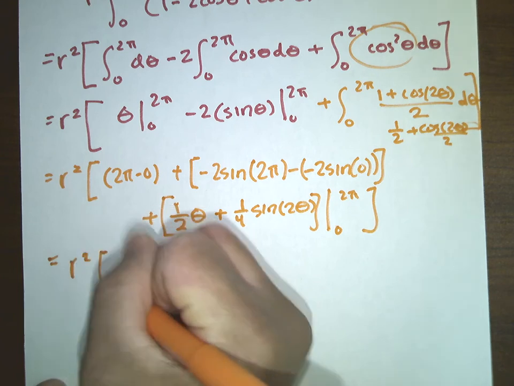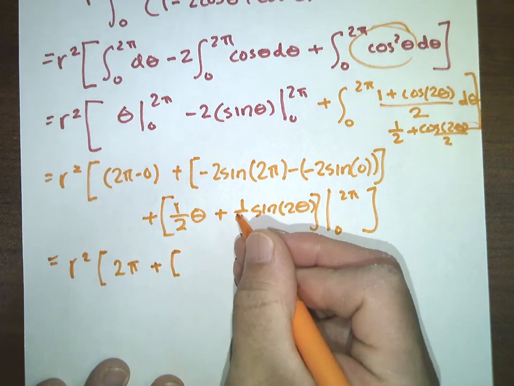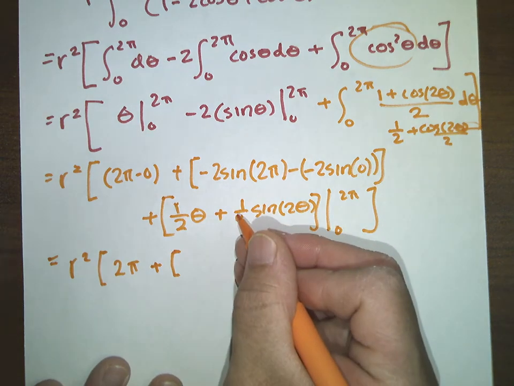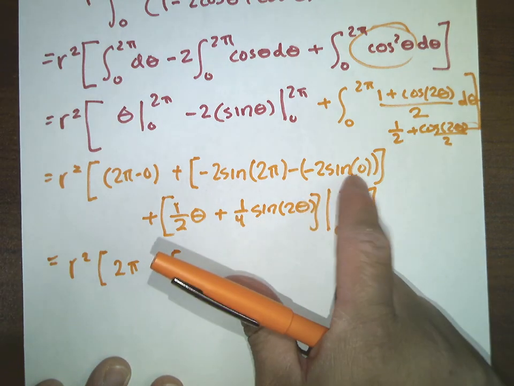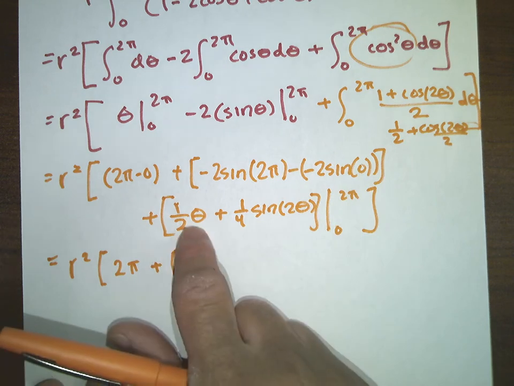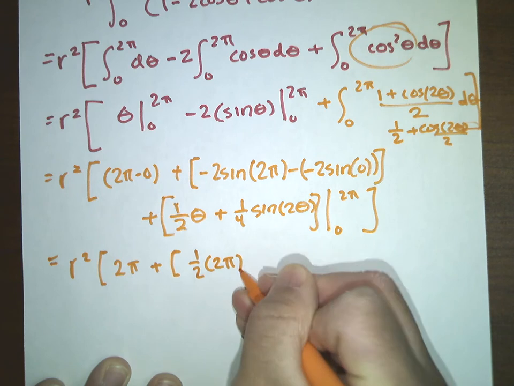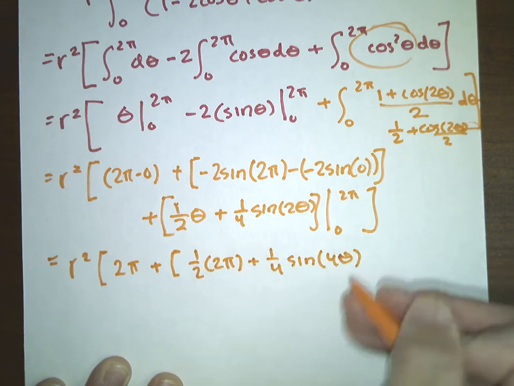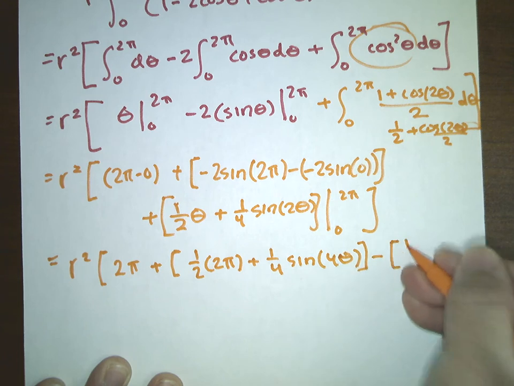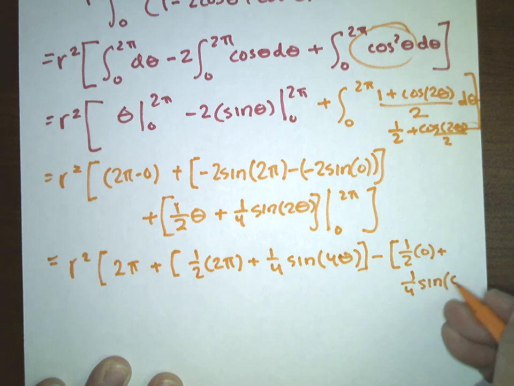All right, so now if I go ahead and evaluate this, I have r squared and then 2 pi, and then plus negative 2 times sine of 2 pi. The sine of 2 pi will be 0, right? And then minus a negative 2 sine of 0, which is also 0. And then plus a half theta, so 1/2 times 2 pi plus 1/4 sine of 4 theta, and then minus the 1/2 times 0 plus 1/4 sine of 0.